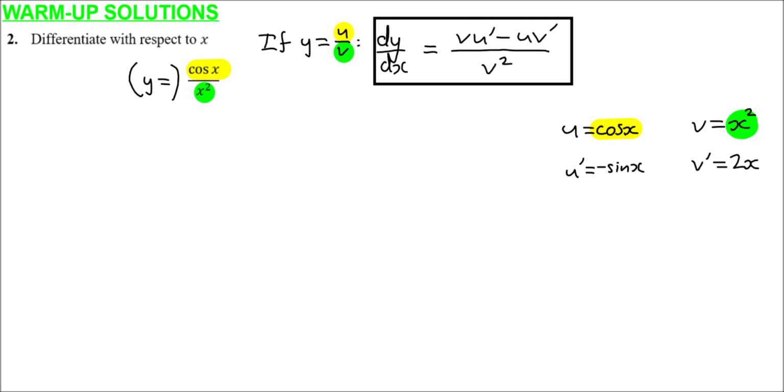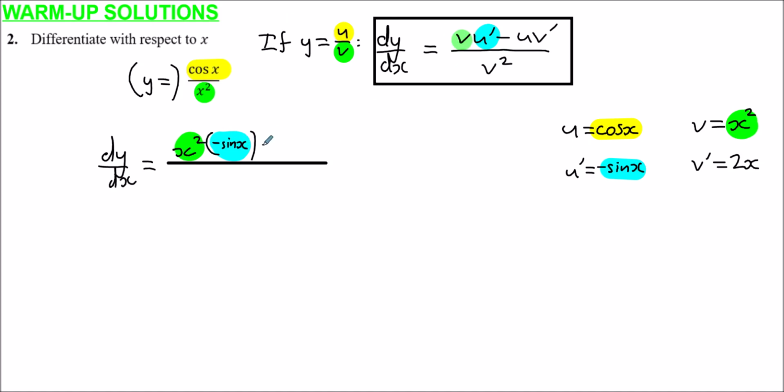So the quotient rule tells us that the derivative dy by dx will be the first function, which is x squared. It's going to be a fraction, so let's get a fraction line nice and ready. So v is simply x squared multiplied by u dashed. So u dashed, we can see here, is actually negative sine x. So it's going to be x squared, which of course was our v, multiplied by u dashed, which is negative sine x.